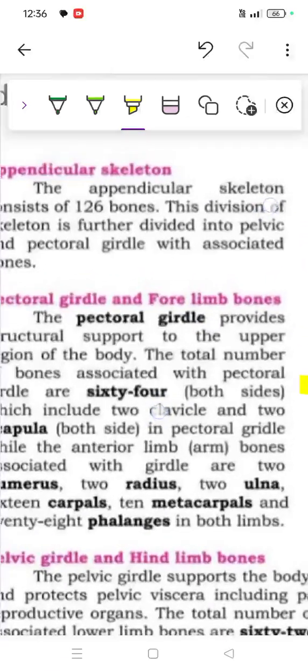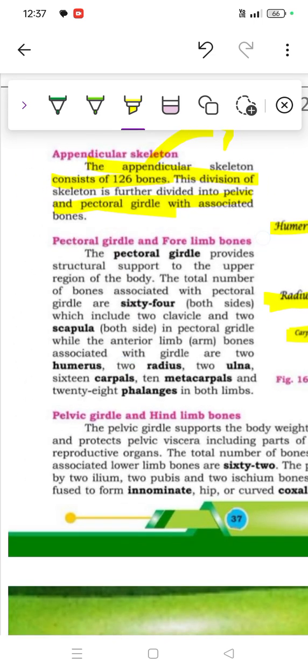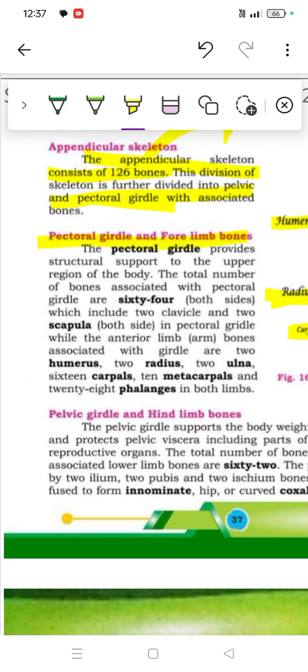So let's read it out. Altogether we have around 126 bones in the appendicular skeleton. The division of the skeleton is into pelvic and pectoral girdle, associated with the bones as we mentioned. So the pectoral girdle and forelimb bones. The pectoral girdle provides structural support to the upper region of the body. Then the total number of bones associated with the pectoral is 64, on both sides, which have two clavicle and two scapula, which we discussed.